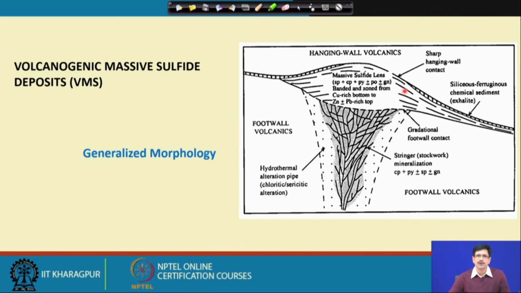Those kinds of deposits we will call distal volcanogenic massive sulphide, or distal VMS, deposits. They will not have this kind of feeder pipe, or the alteration zone will be missing from those deposits, but in terms of mineralogy and mineral content they will still be identical, they will be similar.